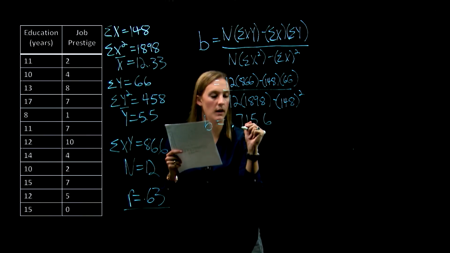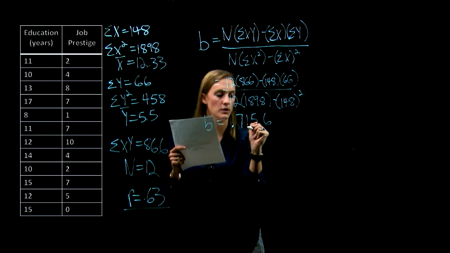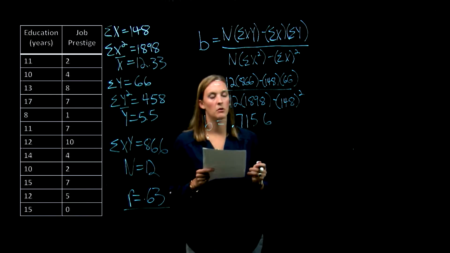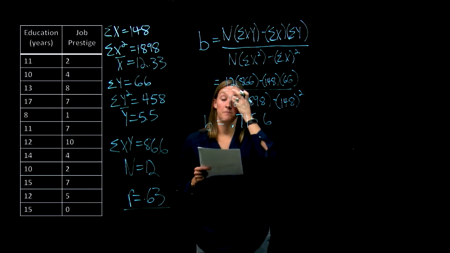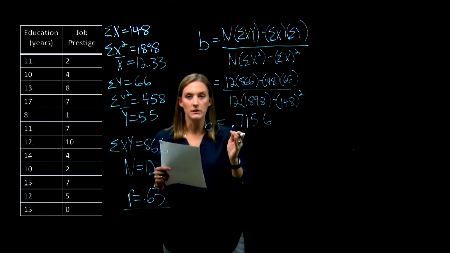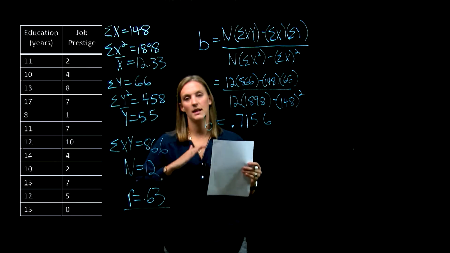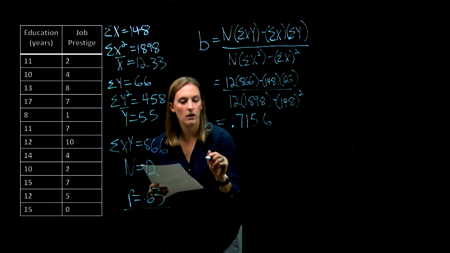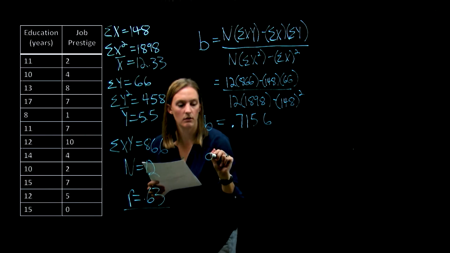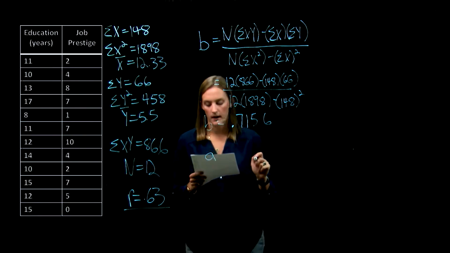So what that means, we've got a positive slope, which we should have expected to get because our correlation coefficient was also positive. So we know our line is sloping up. Now, once we have the slope, we need to figure out where our regression line actually hits the y-axis. That's what we call the y-intercept.